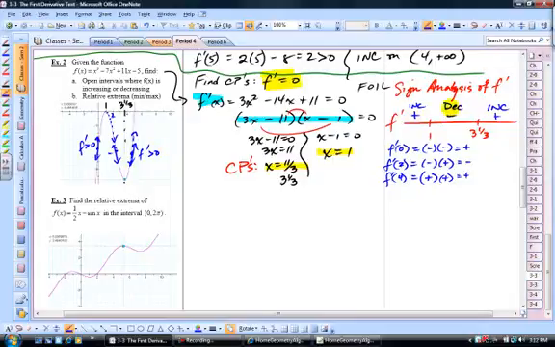So what's going on? From left to right here, it's increasing and then decreasing. So this is a max. So you have a max here. Now it's going down and then back up. You got a min here. That's how you interpret it. Okay, so we got a relative min.